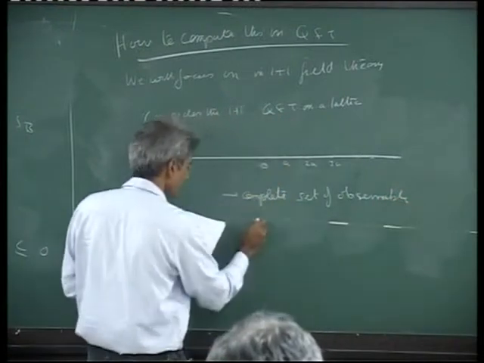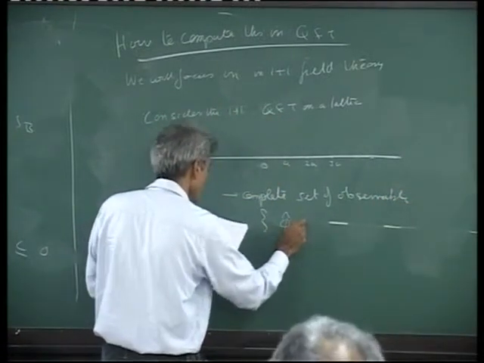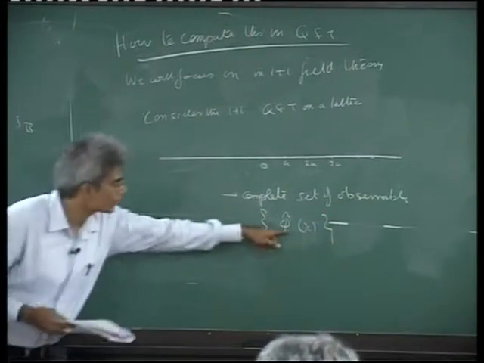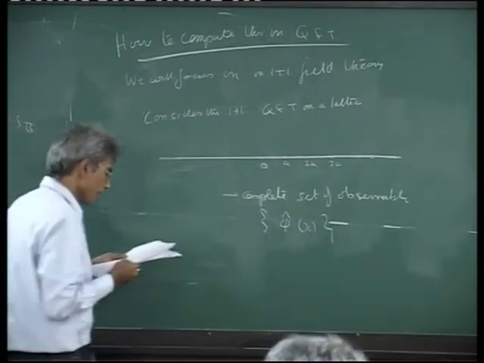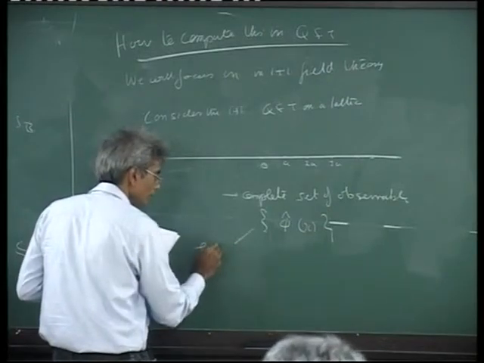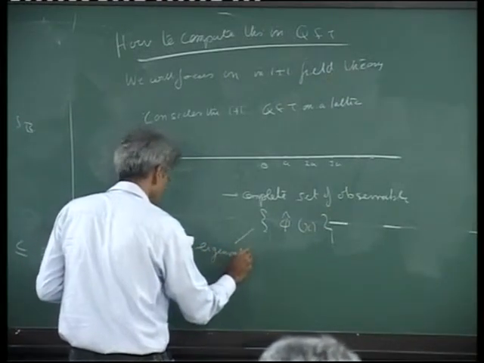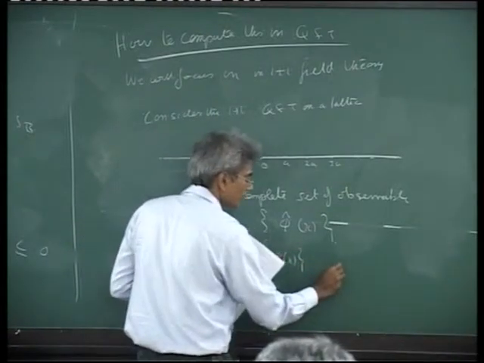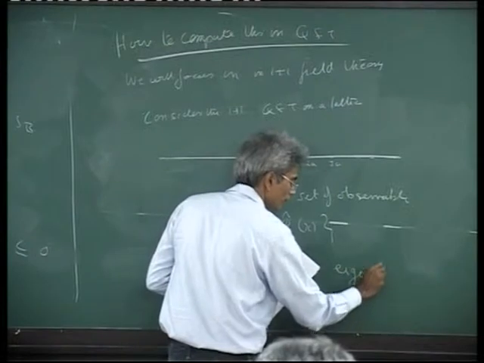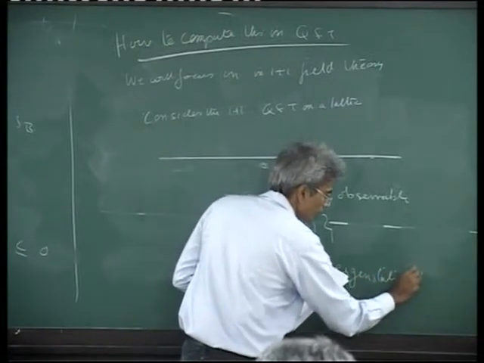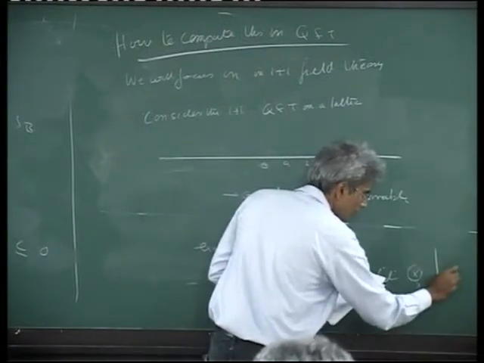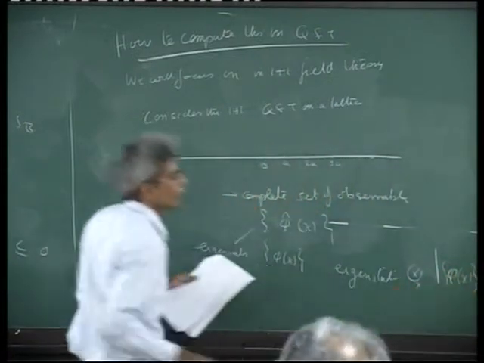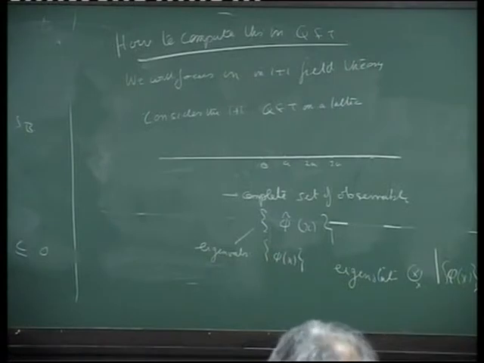So X refers to the site, phi hat, these are the operators. So some spin states at each site, phi hat X, okay, and eigenvalues phi of X, and eigenstates as a tensor product over X. X are the sites. So these are the things, okay.